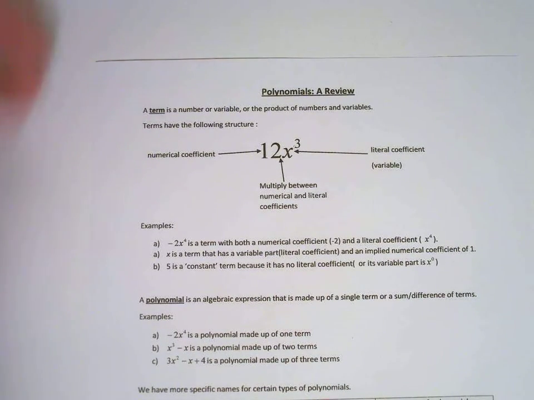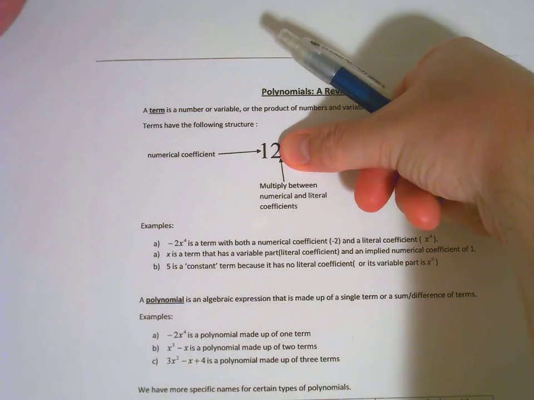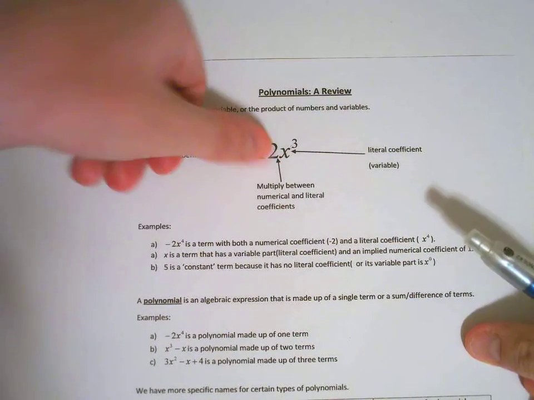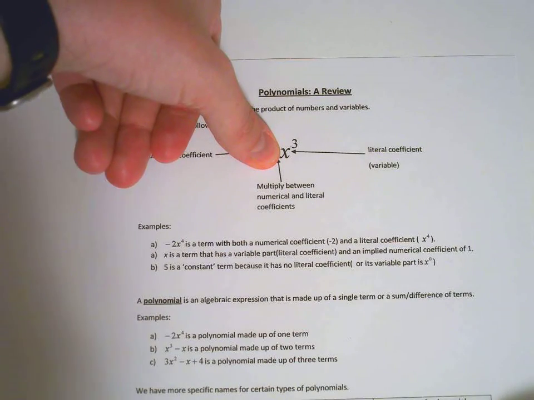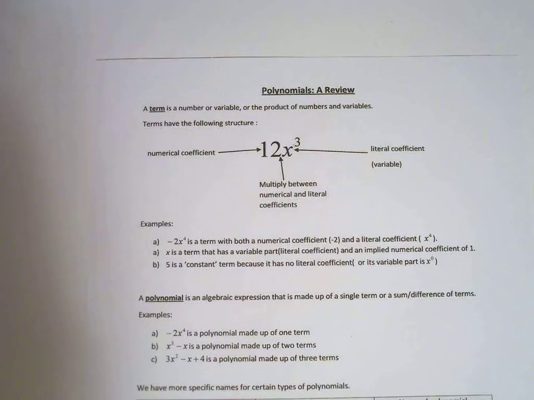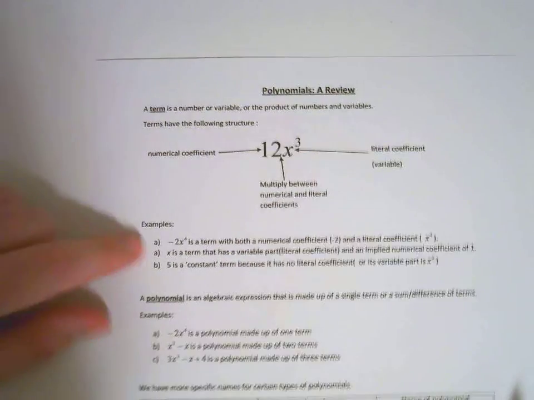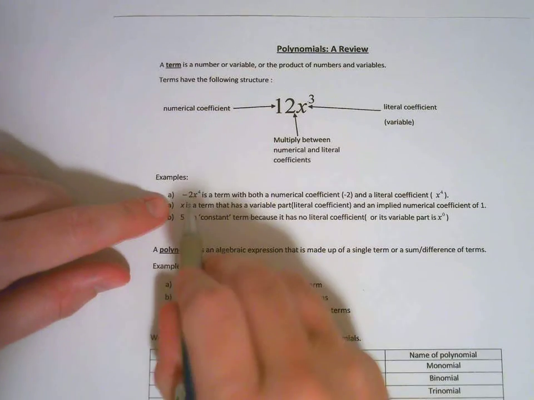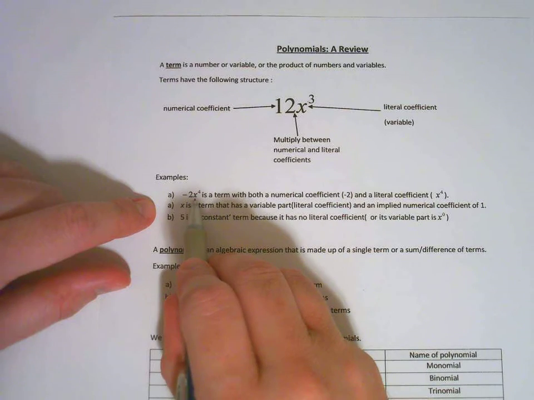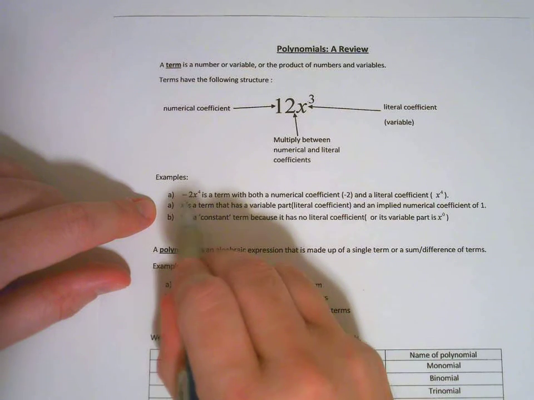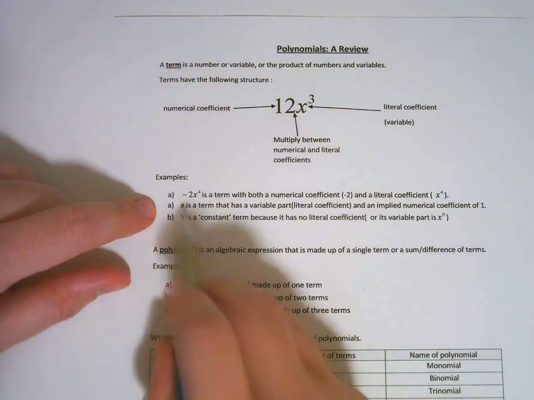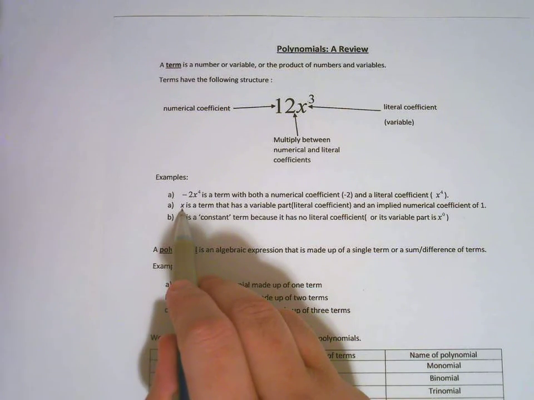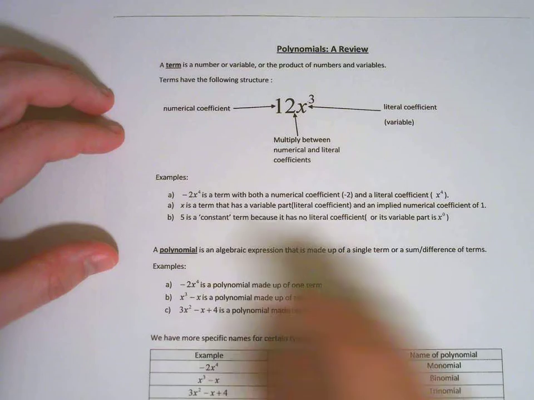But a term could also just be using one of those things. So a term could just have a numeric part, or a term can just have a variable part, where then the numerical coefficient is going to be a 1, or it could be both of these being multiplied. So there's a couple of examples below that. Here, this is a term where the -2 is the numerical coefficient, the x to the 4 is the literal one. X by itself is just a term because that's the variable part.